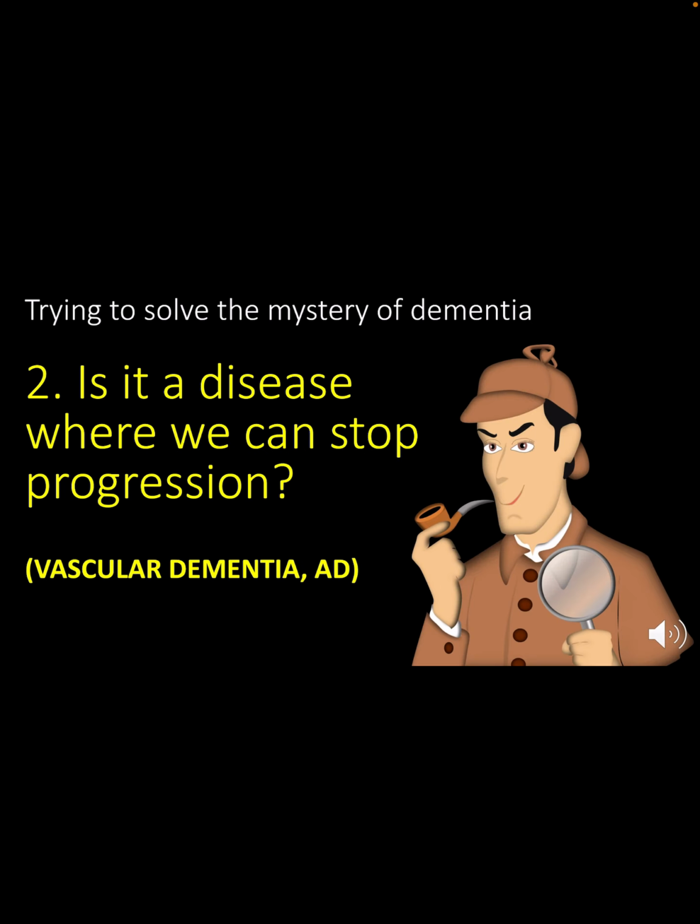So the next question we ask is, if it's not one of these reversible causes of dementia, is it a cause that we could possibly intervene upon to slow the progression? And for this, the two main causes are vascular dementia and Alzheimer's dementia. We will start with vascular dementia.